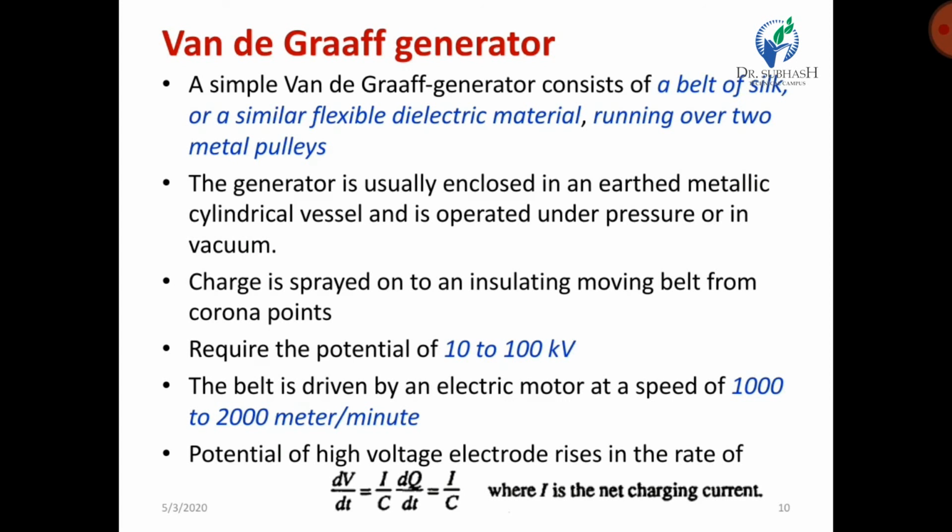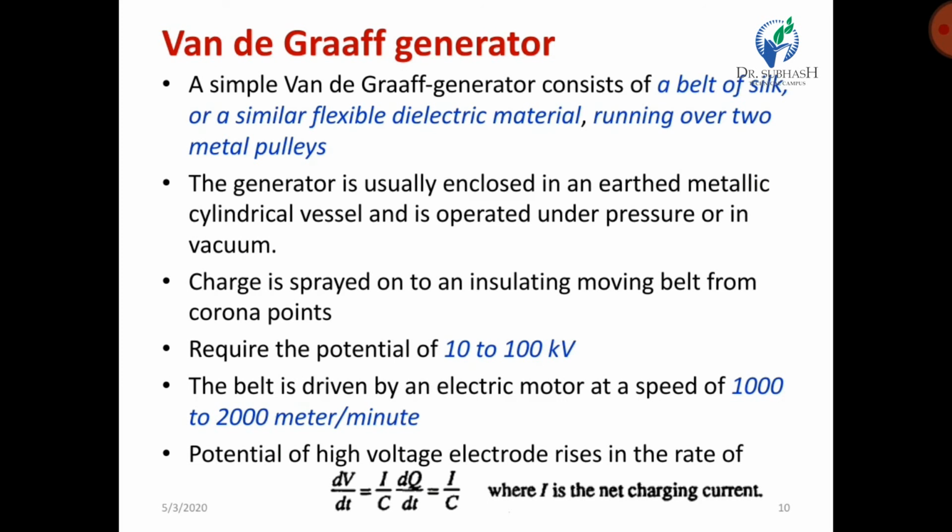A simple Van de Graaff generator consists of a belt of silk or a similar flexible dielectric material running over two metal pulleys that we have seen in the construction. The generator is usually enclosed in an earthed metallic cylindrical vessel and is operated under pressure or in vacuum. Charge is sprayed on to an insulating moving belt from corona points. Requires the potential of 10 to 100 kV. The belt is driven by an electric motor at a speed of 1000 to 2000 meter per minute.